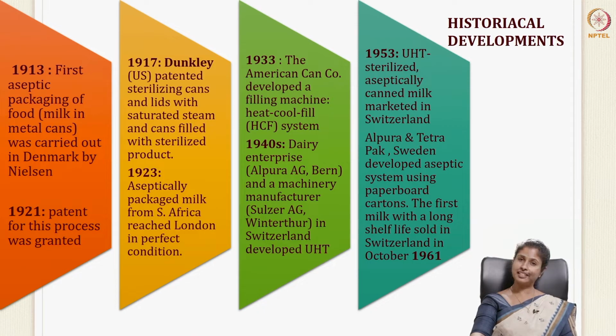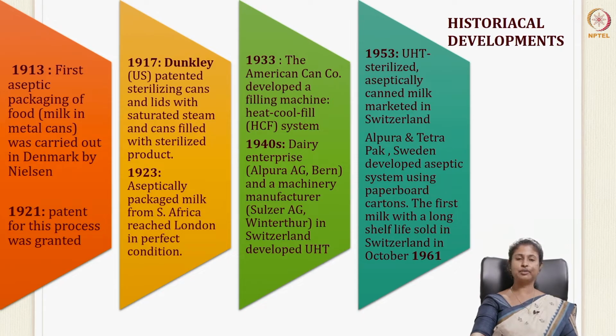In 1923, the first aseptically packaged milk was brought all the way from South Africa, and it reached London in absolutely perfect condition. Okay. In 1933, the American Canning Company developed a filling machine, which was a heat-cool fill system. And in the 1940s, slowly we started having the industry coming in. The dairy enterprise Alpura and a machinery manufacturer in Switzerland developed the UHT process. So that was the beginning of ultra high temperature processing.